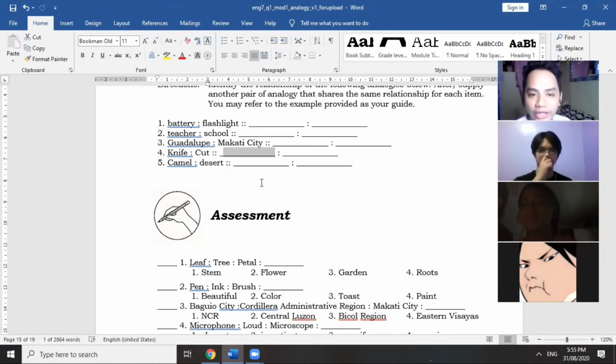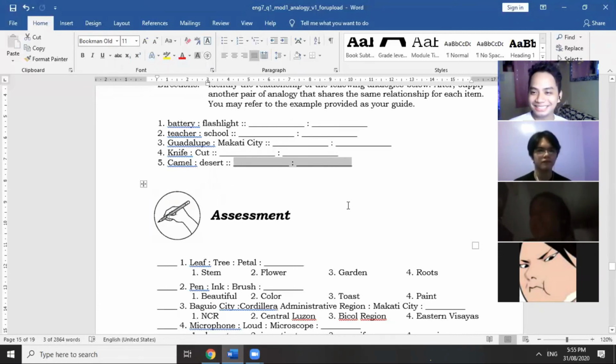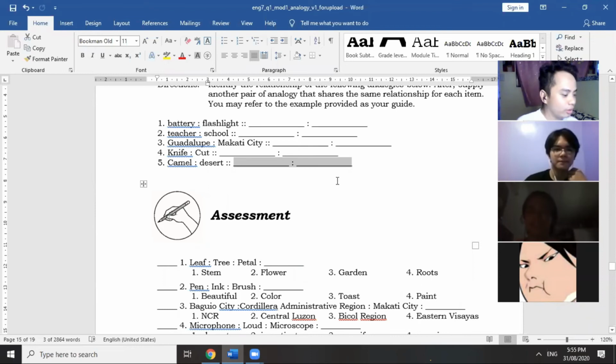How about camel, desert? A camel stays in a desert, right? Or you see the camel in a desert. Can you give a sample for that? Another sample with the same relationship. Shark is to ocean. Oh, very good. A shark stays in an ocean.